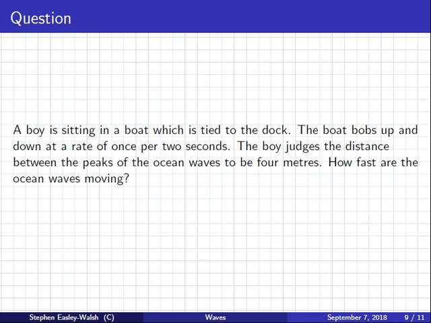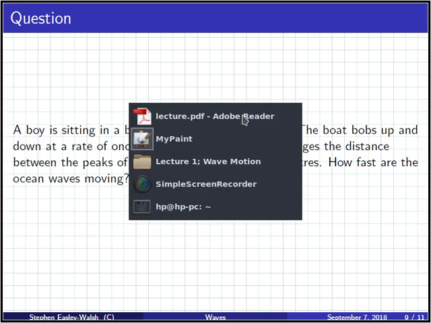Right, so I think there's only one example I have to do because there's only one formula. So here's an example. A boy is sitting in a boat which is tied to the dock. I'll draw the picture, okay? The boy bobs up and down at a rate of once per 2 seconds. The boy judges the distance between the peaks of the ocean wave to be 4 meters. How fast are the waves moving?